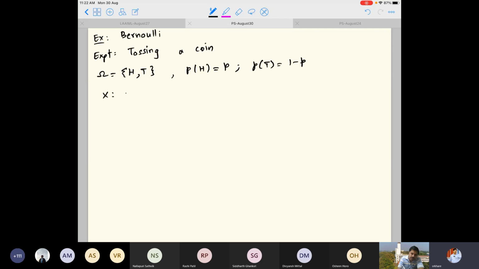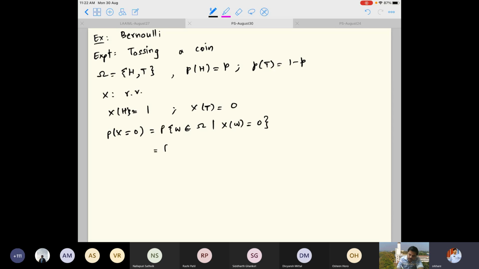Then I define X to be a random variable. Many a times now I'll just write r.v. to mean a random variable, that's the abbreviation I'll use. So what is this random variable? I say X of head is equal to 1, and X of tail is equal to 0. Then what is the probability of X equal to 0? It is the set of all omega in Omega such that X of omega is equal to 0. Correct? That's what it is.